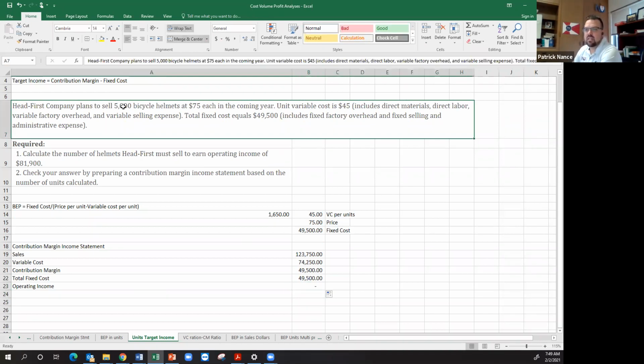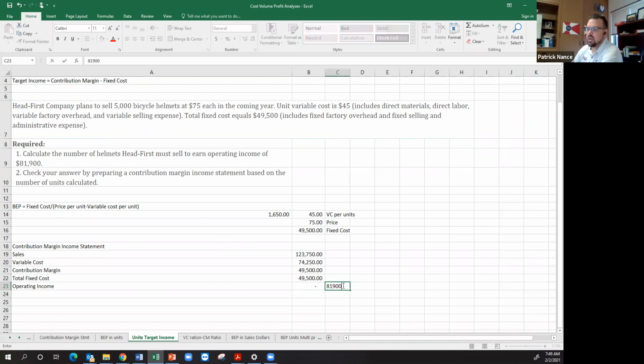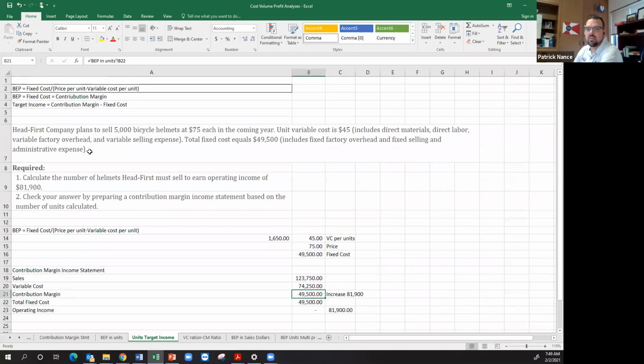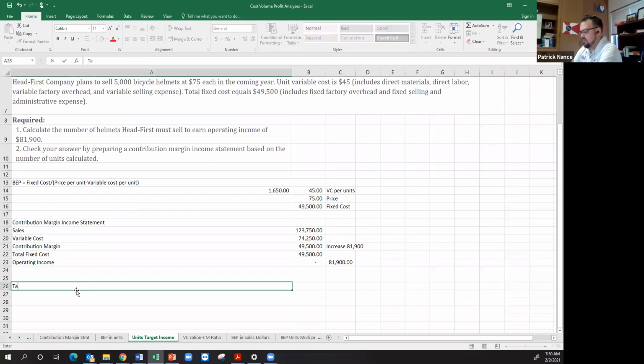In this case, specifically, it says Headverse plans to sell 5,000 bicycle units. Unit variable cost is given, but then it says calculate the number of helmets they would need to sell to earn an operating income of 81,900. This is the same problem we worked on before. So basically I want this number to equal 81.9, which means, since this number just comes from contribution margin minus fixed cost, that we need to increase this contribution margin by 81.9. So effectively I can just take this break-even point formula and add something to it and figure it out.